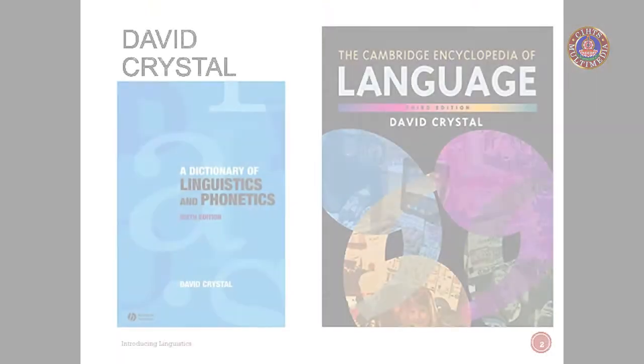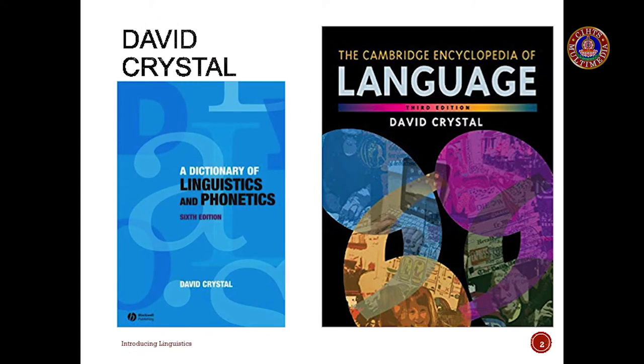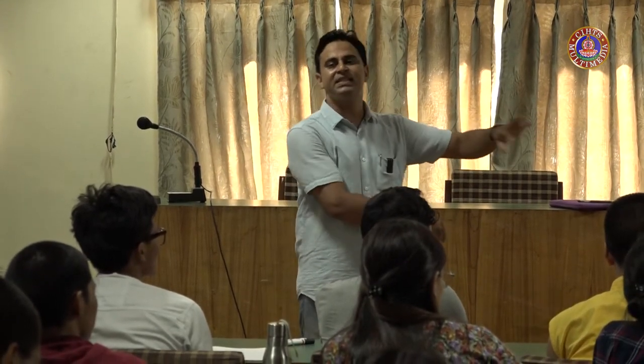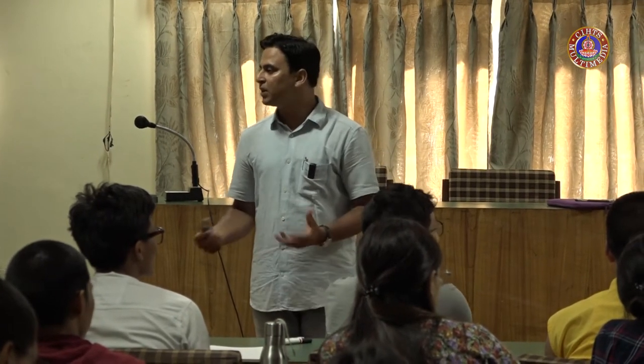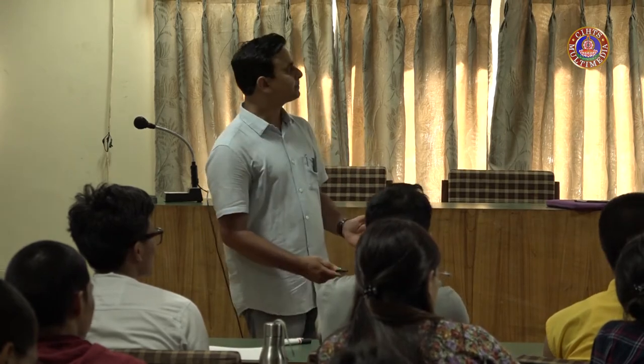The second is the Encyclopedia, which has come into its third edition. Both are by David Crystal, and there is nobody else who is a better authority than Professor Crystal on linguistics. So I thought if you are looking for any book, right, this is one book, the Dictionary of Linguistics and Phonetics. That's all, period after that. You don't have to go and search for any other book, right?